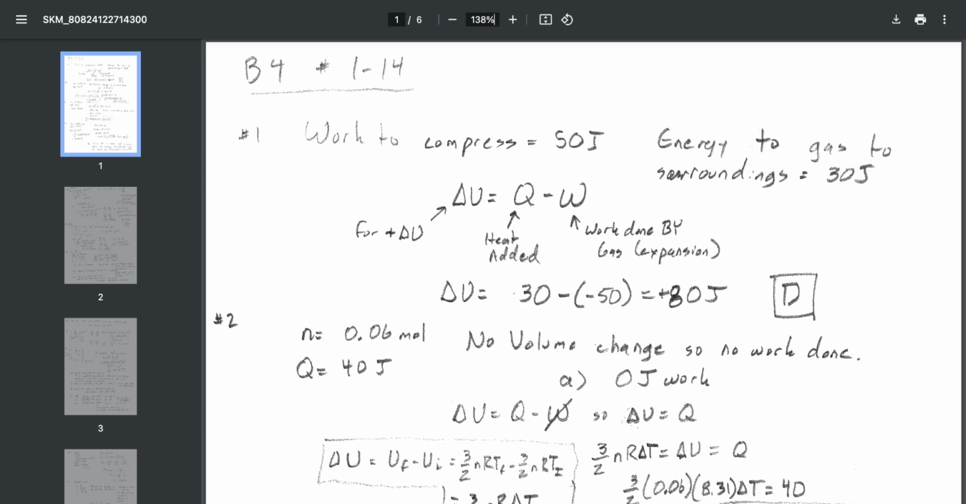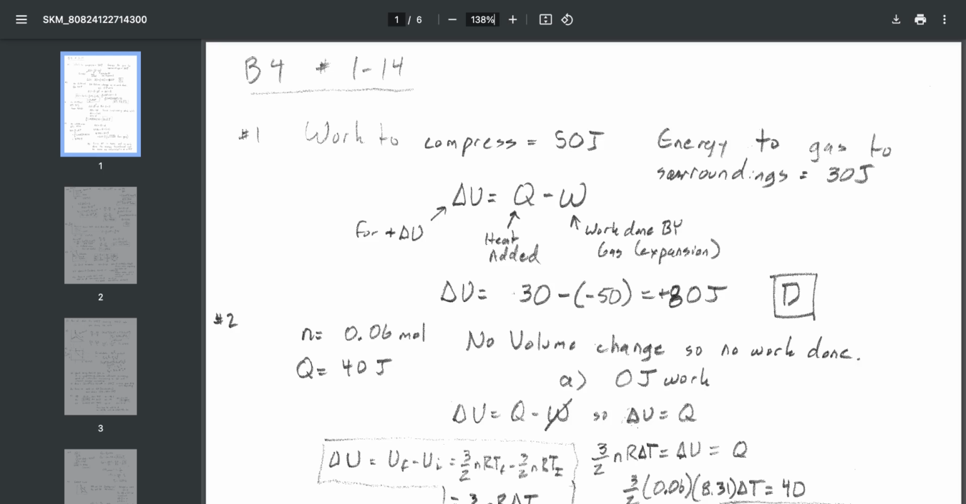So number one, the work done to compress a sample of a gas is 50 joules. So when they say compress, that means work is being done on the gas. So remember, our standard first law of thermodynamics equation is the change in internal energy is equal to the heat added to the gas minus the work done by the gas, so expansion. So in this case, we are compressing, so I'm going to assign a negative value to the number they gave me of 50 joules.